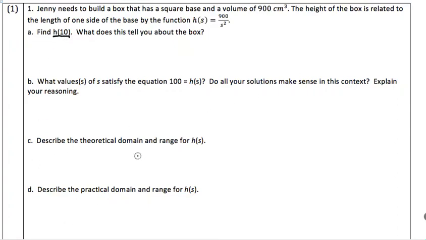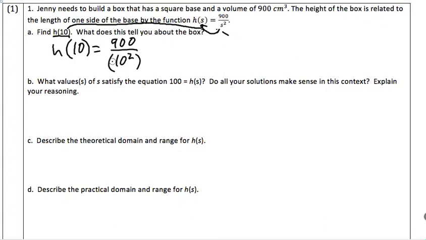Find h of 10. So what h of 10 means, if you have a value inside the parentheses, what that means is that gets plugged in everywhere you see an s. So h of 10 means you plug in 10 for s. 900 over 10 squared. Now we can simplify this by hand. It works out pretty easy. This is 900 divided by 100, which is 9. So just h of 10, right, that's function notation. Whatever's inside the parentheses should be plugged in for the independent variable, in this case s.